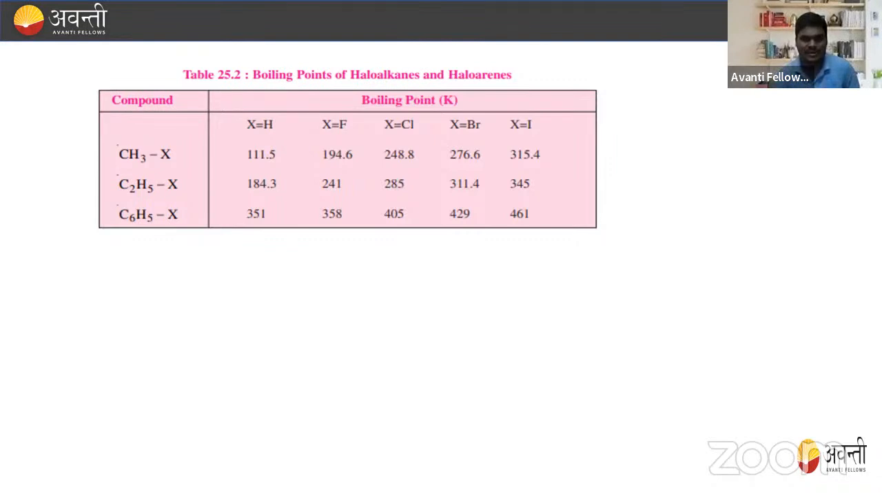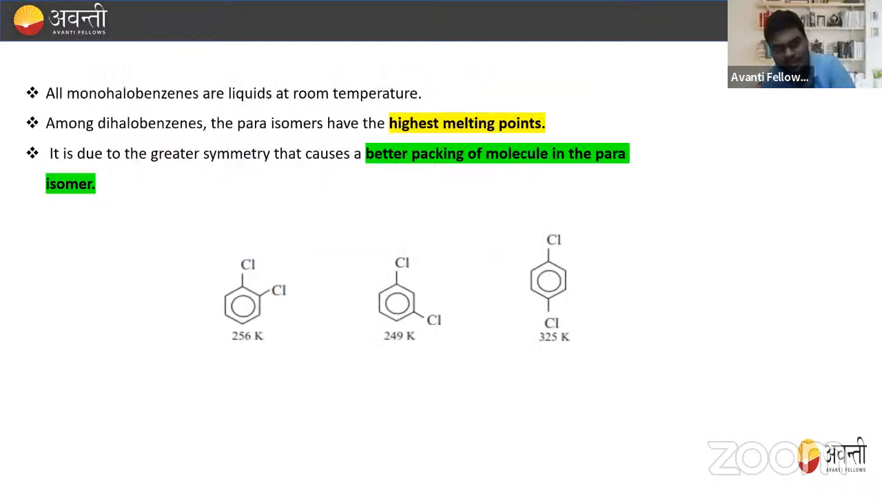So we have energy like this, that is the X-H having 1115. Similarly, in this 184, and this it will become 351. So we can say that the boiling point increases gradually. Similarly, when you move from this to this, then also we have seen an increase in the boiling points, right? So these are the boiling points of haloalkane and haloarene.